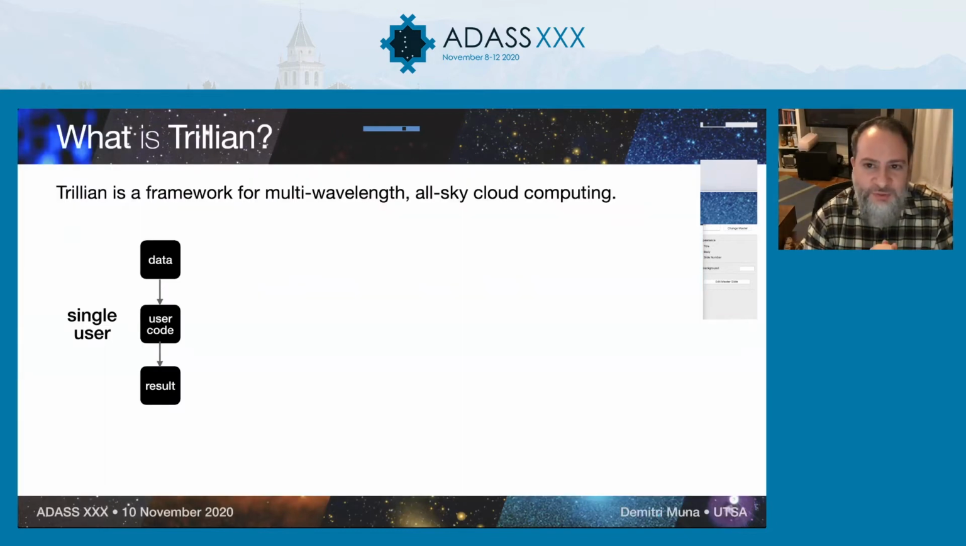So what is Trillian? We're all very familiar with a standard way of working with astronomical data, or more generally, scientists working with data. You go to some data source, an archive, something like that. You typically manually download some data files. You have your own analysis code, and then you run your code against the data and get your results. This is a very common way of doing things. The point of Trillian is to be able to do this on the cloud.